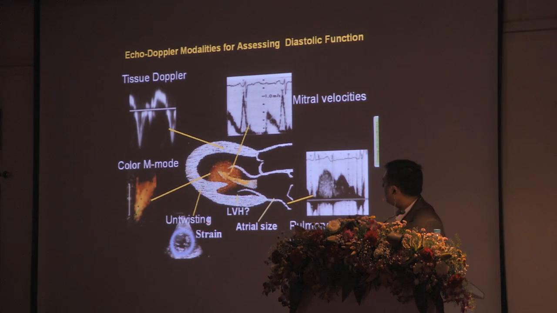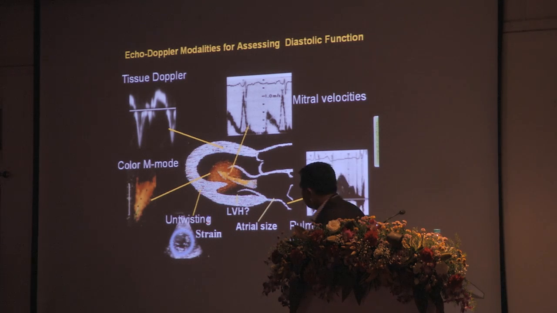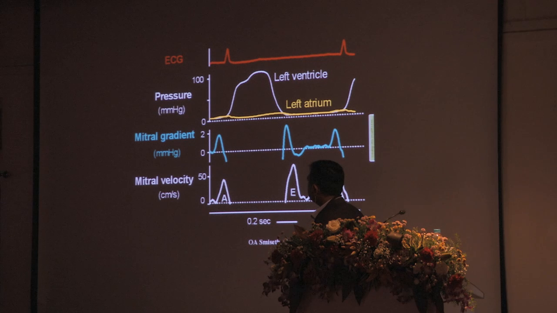You all know the different methods. You have tissue Doppler, you have mitral velocities that all of us use, you have pulmonary vein and atrial sizes. There are so many different ways and methods that you will use to measure diastolic function. Just the golden marker is invasive measurement of your transmitral gradient, and it was quickly shown that the mitral velocities very closely correlate with the mitral valve gradient.